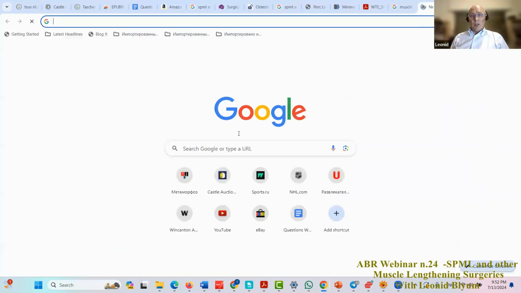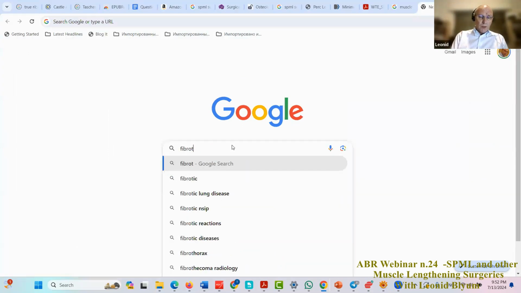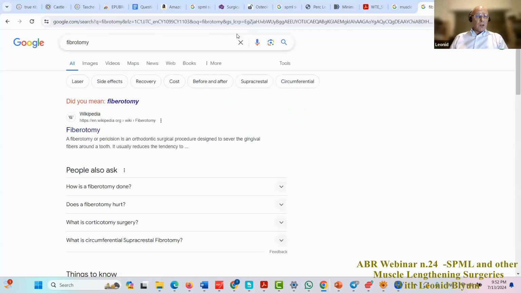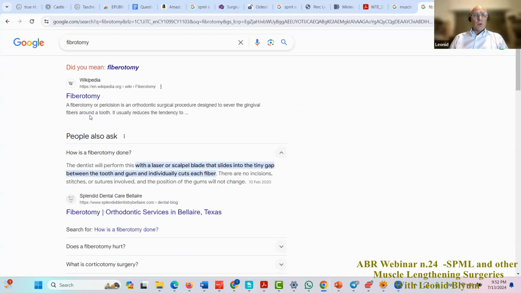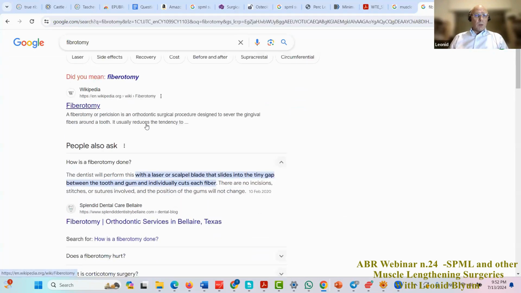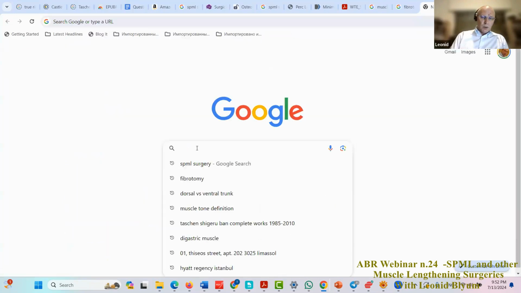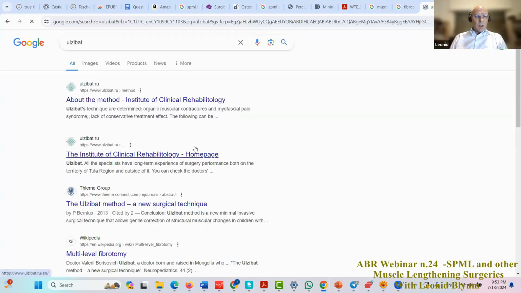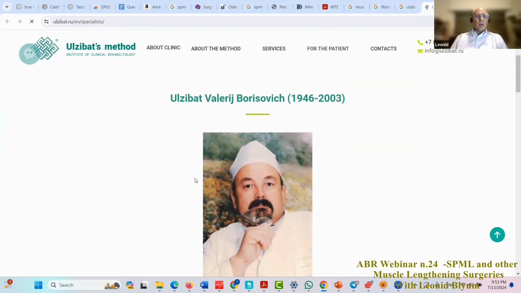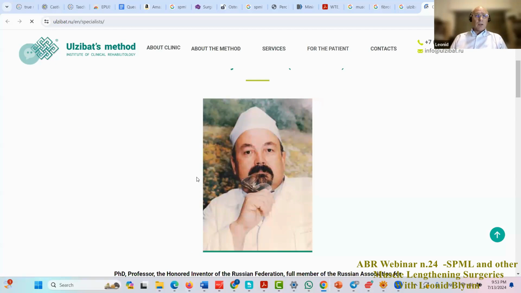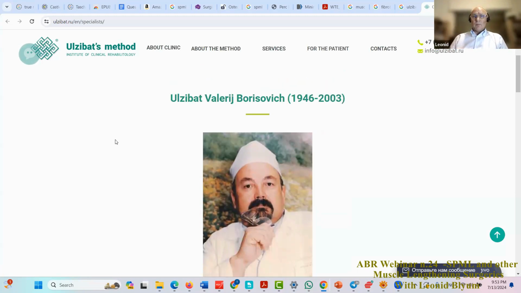So therefore, the whole technical solution was to switch from the bigger knife to a smaller knife, right? And in fact, originally, the person who came up with this whole idea of the fibrotomy, so I'll type fibrotomy for the cerebral palsy. So that's a more general thing, right? Here it says it came actually from the dental practices. So we'll type in Ulzibat method. So in fact, originally it was this gentleman. Yeah, that's the gentleman who actually pioneered this. So what you have now as the Western versions of these fibrotomy applications was pioneered by Valery Ulzibat, who actually died over 20 years ago.